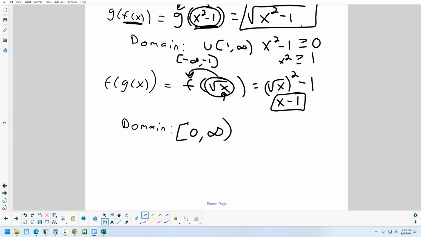Any question on the domain before we try one with range? Not going to do as many because we've done a lot with domain. So, any question before we look at the range? Okay.